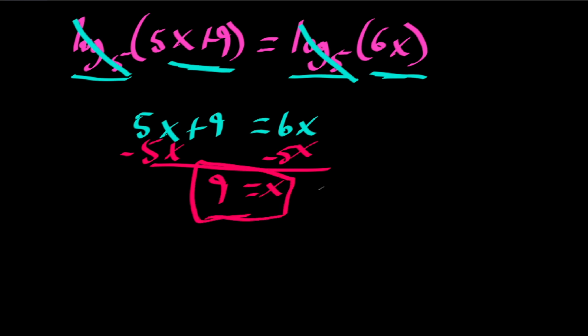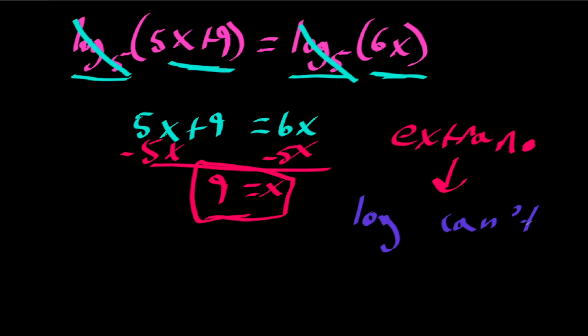Now, just to double check that this is not extraneous, here's what we can't have. To check for extraneous solutions with a logarithm, here's the deal: the argument of a log can't be negative. So that's what we're looking for.